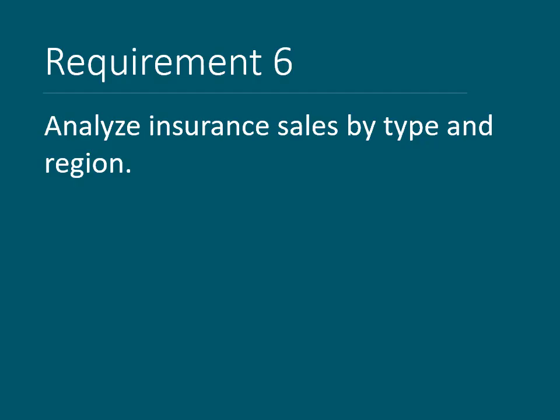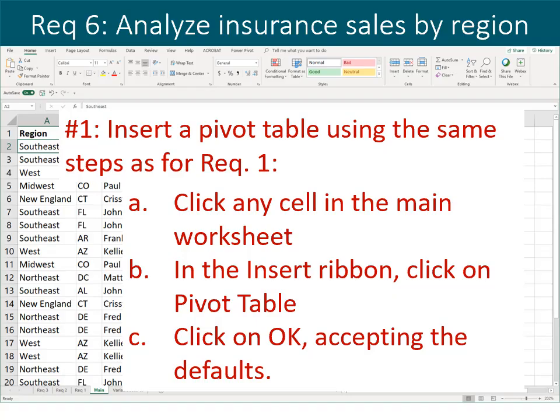For Requirement 6, we'll be analyzing insurance sales by type and region now. The first thing we have to do for Requirement 6 is to insert a pivot table using the same steps used for Requirement 1. Click any cell in the main worksheet. In the Insert ribbon, click on Pivot Table and then click on OK, accepting the defaults.